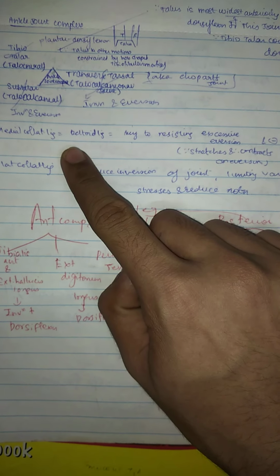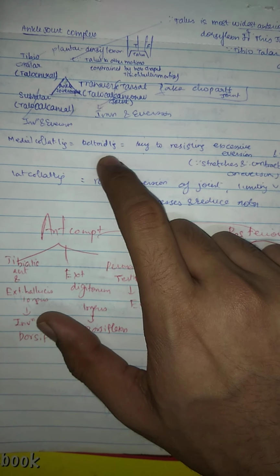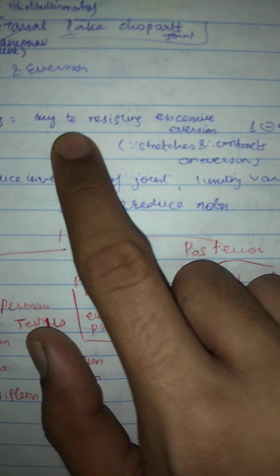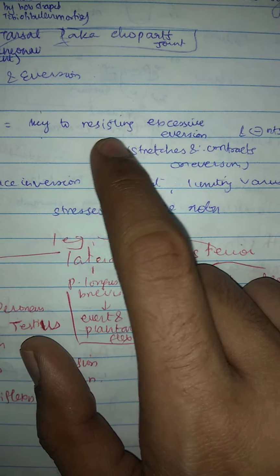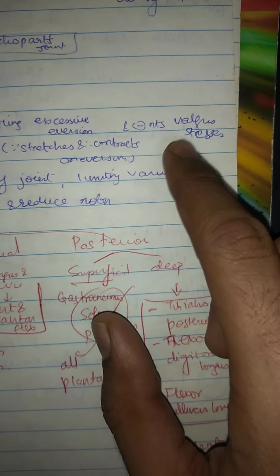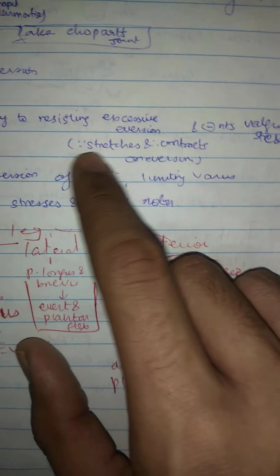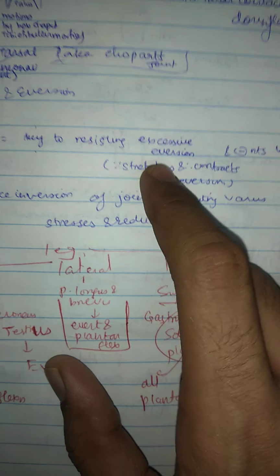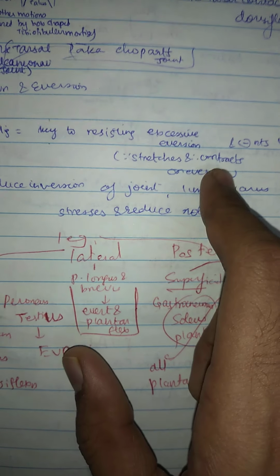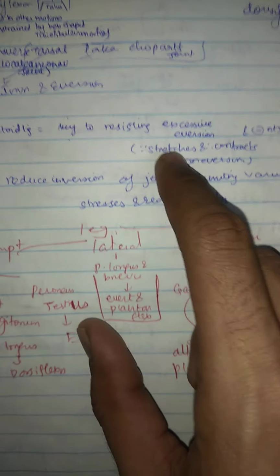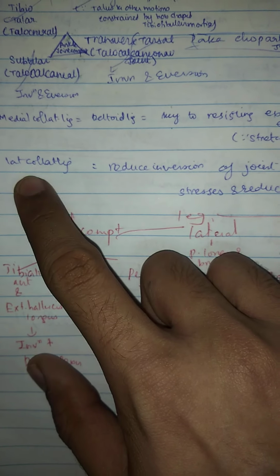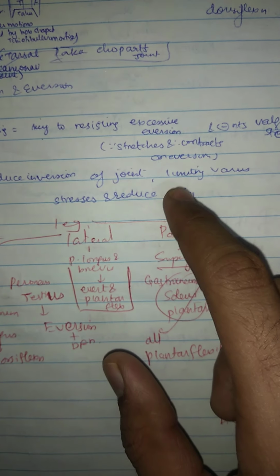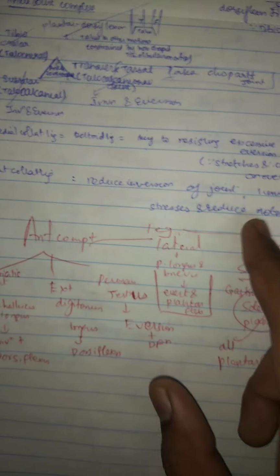Moving on, we also have the medial collateral ligament, also known as the deltoid ligament. Its major function is resisting excessive eversion and preventing valgus stresses, since it stretches and therefore contracts on eversion. We already know that all muscles have an inherent stretch reflex: whenever it's stretched, it contracts. Don't worry about inversion, I'll be telling you. The lateral collateral ligament is responsible for reducing inversion of the joint, limiting varus stresses and reducing rotation.